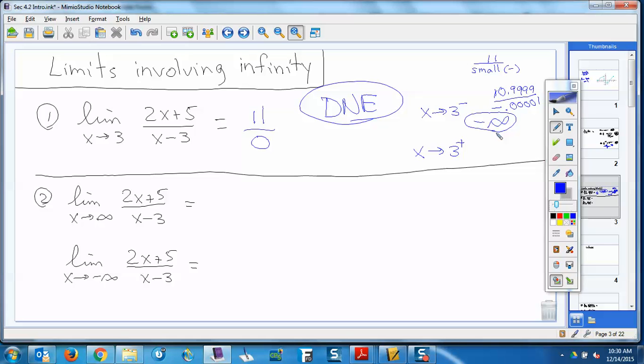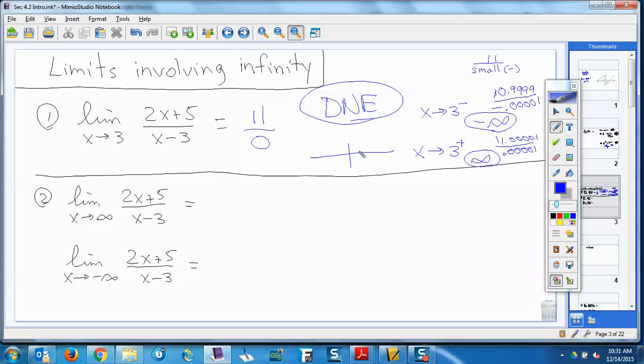That'd be like 3.00001 times 2. That'd be a little bigger than 6. Plus 5 is a little bigger than 11. So that'd be 11.00001. But again, you see what I mean? That doesn't really matter. We can just call it 11. But then this is going to be 3.00001 minus 3. Right? And so that's going to be a positive, really big number.